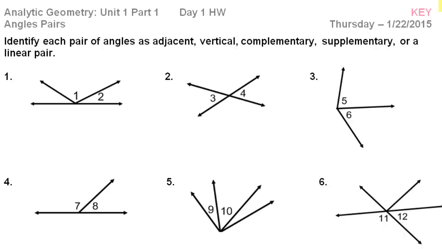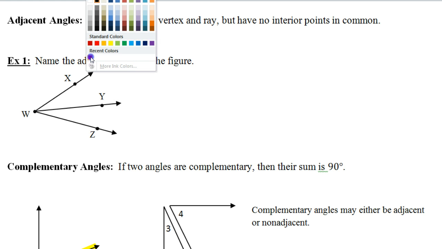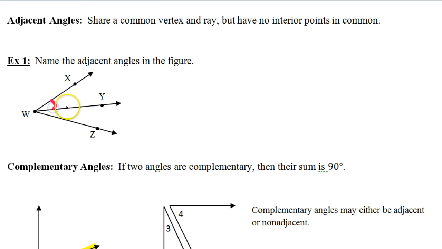Today's lesson is about angle pairs. Pairs of angles, quick overview. There's something called adjacent angles. Adjacent just means right next to each other. So for example, these two angles, right, the angle right here and the angle right here are adjacent angles.